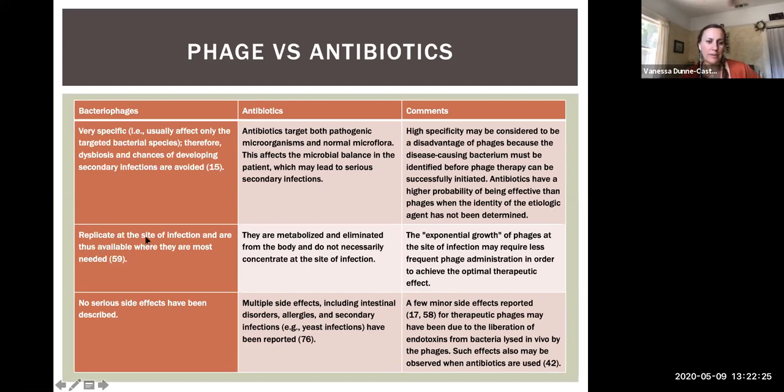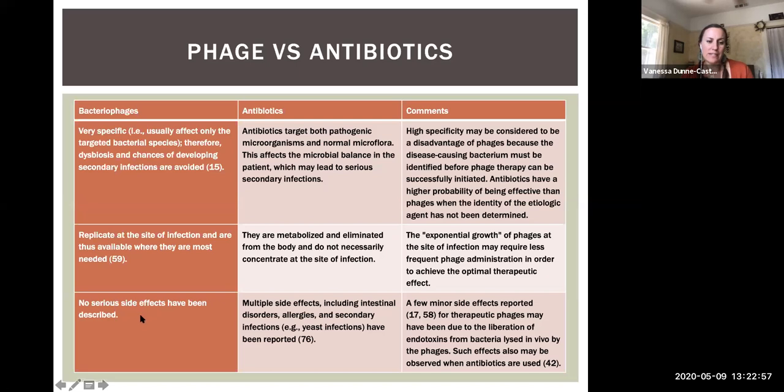The second one here, replicate at the site of infection and are thus available where they are most needed, right? So for phages, as long as you get a high enough concentration that you get them to the site of infection, you don't need to continuously administer these things, because once they arrive at the site of infection, they will infect the bacterial population and propagate on their own. So you don't need to continuously administer bacteriophages versus, of course, antibiotics. This has nothing to do with replication. So you have to have a continuous source of administration, which we've talked about before.